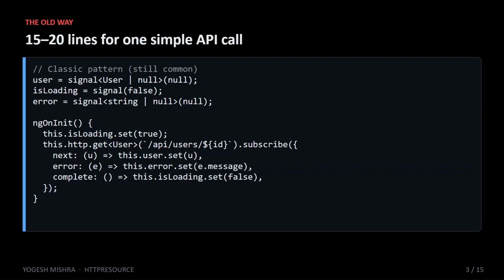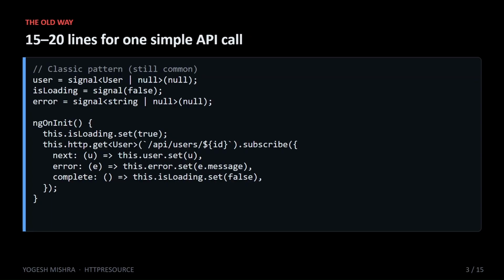So this is the old way. Let's first look at the pattern most of us still write. This is 15 to 20 lines for one API call. The problem is clearly visible. You have to remember 3 signals every time. You must handle loading and error yourself. You must unsubscribe or use takeUntilDestroyed. If the ID changes later, you have to manually call the API again.